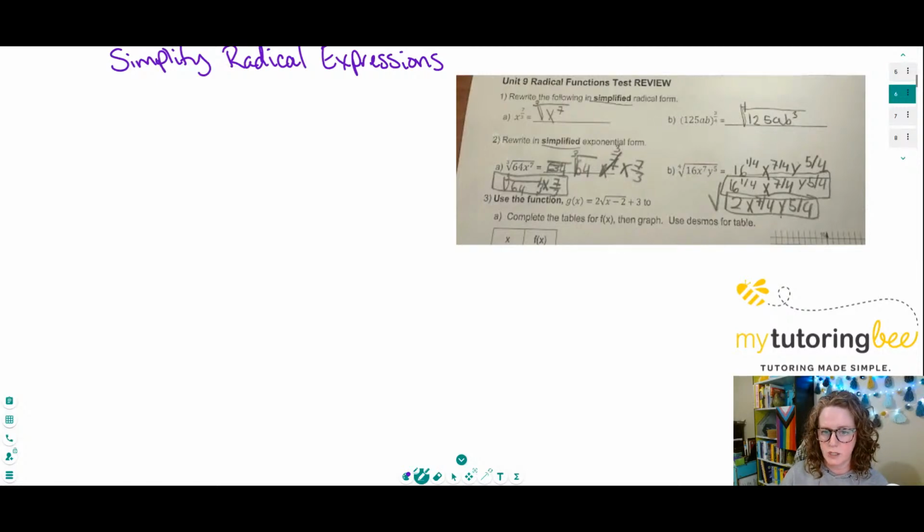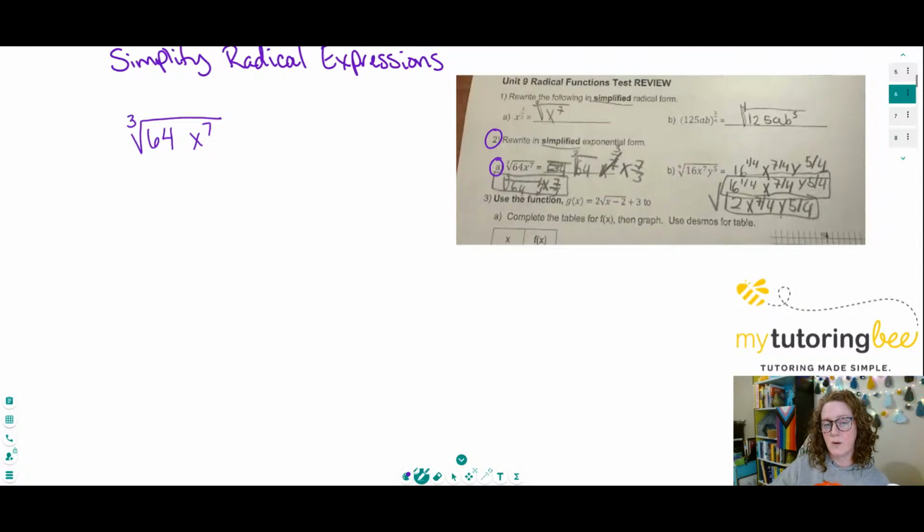So I'm actually going to do problem 2, part A. And the directions say to rewrite in simplified exponential form. So we don't want it in radical form, we want it in exponential form. So let me rewrite the problem here. We've got the cube root of 64x to the 7th. All right, and then you can see here that they simplified it to be the cube root of 64, and then they wrote the x with the fractional exponent there of 7 over 3, which is correct.